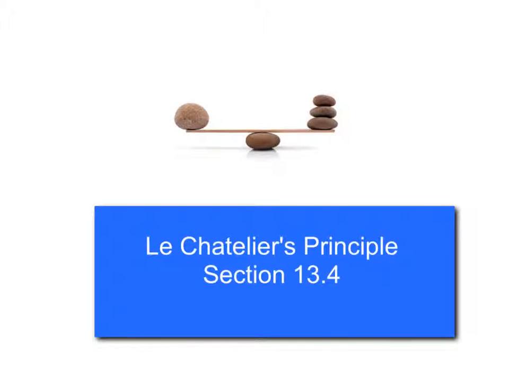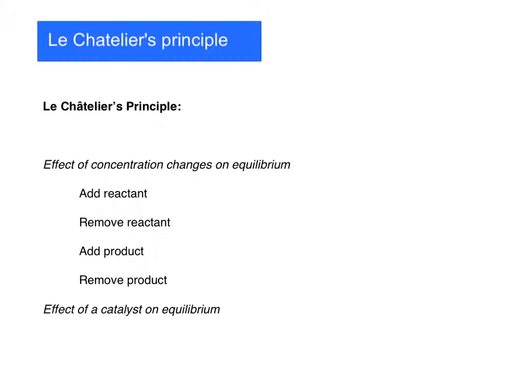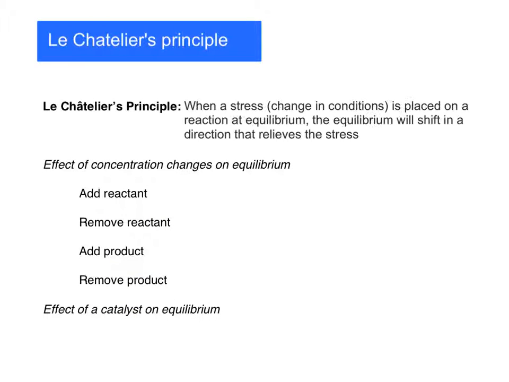Today we're going to talk about how equilibriums can shift if we change our conditions, and this is called Le Chatelier's principle. Le Chatelier's principle tells us that when a stress, which is just a change in condition, is placed on a reaction at equilibrium, the equilibrium will shift in the direction that relieves the stress.